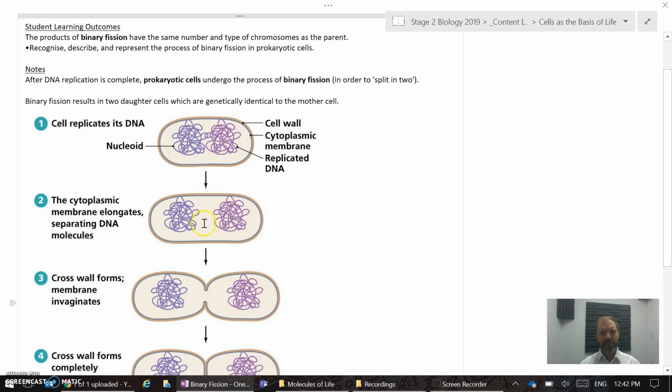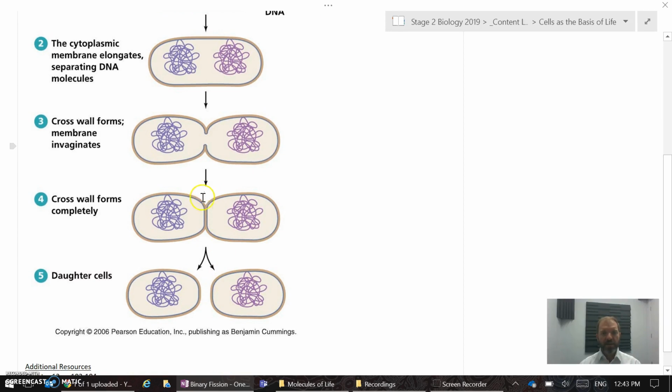Both the plasma membrane and cell wall have to grow, and then it invaginates, which means it's sort of pinching off like this, and then once that cell wall and plasma membrane has joined up to the other side, we have two separate cells. That's really all there is to binary fission.